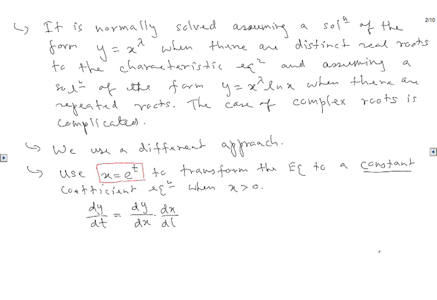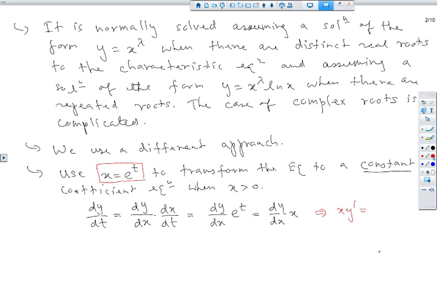That's the chain rule. Now what we have is dy by dx. What is dx over dt? Dx over dt, according to the formula, is e to the t, but we know that e to the t is simply x, so that means we can write this as dy by dx times x. So this says something interesting: this says that the x y prime term is in terms of the x variable.